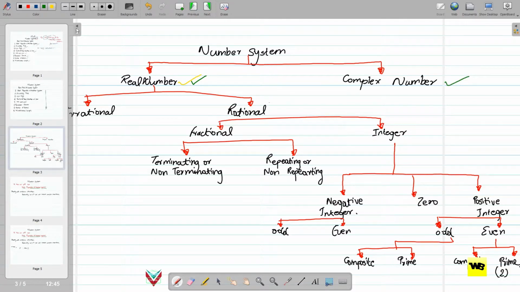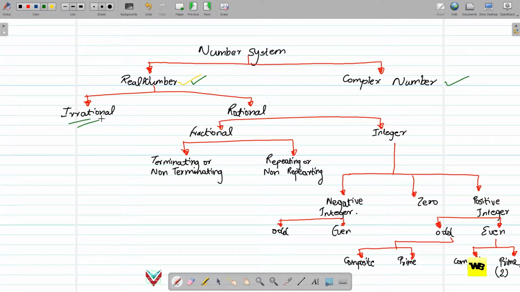In real number you can see rational number and irrational number. Rational number is divided into two types, fractional and integer. In fractional it can be terminating or non-terminating, repeating or non-repeating, and integer is divided into three types: negative integer, zero, and positive integer. Negative integers are odd and even numbers, zero is zero, and positive integers are odd and even. In odd there are two types, composite and prime.